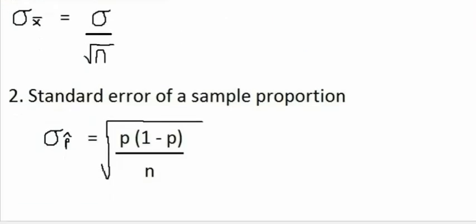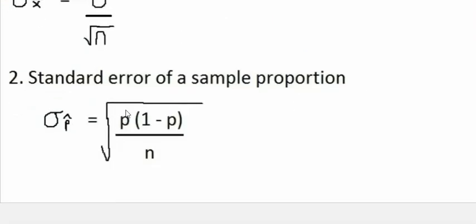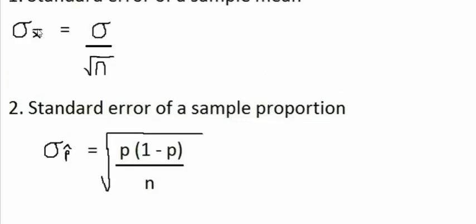The formula for standard error of a sample proportion is the square root of p times 1 minus p divided by n. P is the population proportion, and n is the sample size. And the symbol for standard error of a sample proportion is sigma p hat. So instead of it being sigma x bar, it's sigma p hat, because remember, x bar is sample mean, p hat is sample proportion.